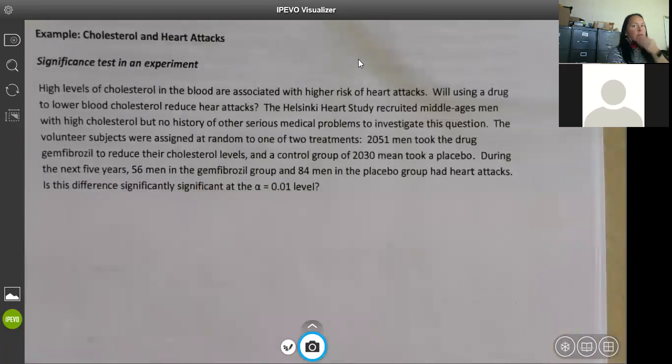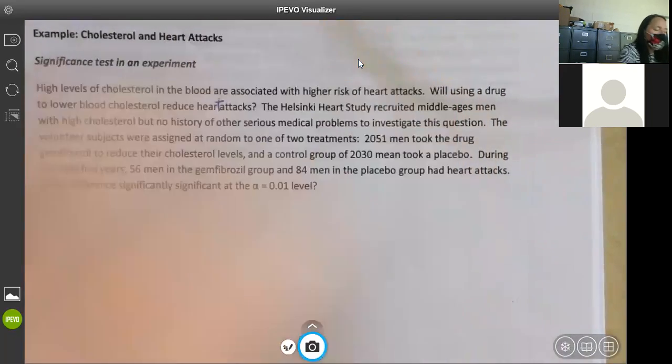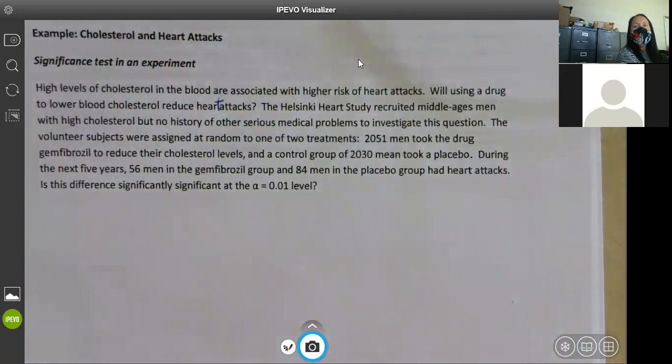So high levels of cholesterol in the blood are associated with higher risk of heart attacks. Will using a drug to lower blood cholesterol reduce, should say, heart attacks? I thought I fixed that before I gave it to you. The Helsinki Heart Study recruited middle-aged men with high cholesterol but no history of other serious medical problems to investigate this question. The volunteer subjects were assigned at random to one of 2 treatments. 2051 men took the drug gemfibrozil to reduce their cholesterol levels, and a control group of 2030 men took a placebo.